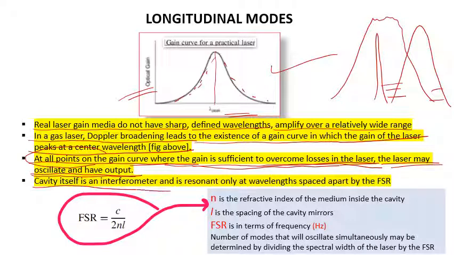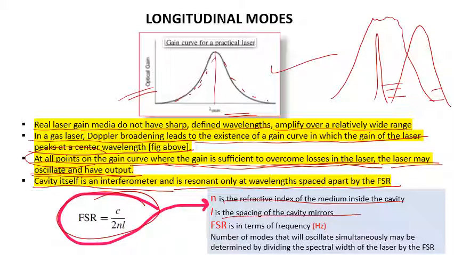The cavity itself is an interferometer. We have already seen this, and it is resonant only at wavelengths spaced apart by the FSR. Here n is the refractive index, L is the spacing of the cavity mirrors, and we usually calculate the FSR in terms of frequency. The number of modes that will oscillate simultaneously may be determined by dividing the spectral width of the laser by the FSR.